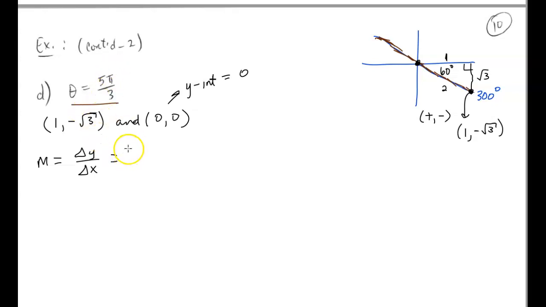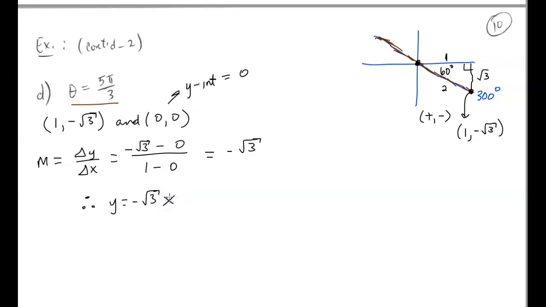And of course, the change in y values is going to be negative square root of 3. Let's try to write that a little better. So change in y, negative square root of 3 to 0, over change in x, which is 1 to 0, which is simply just square root of 3. So our answer in terms of rectangular coordinates will just be y is equal to negative square root of 3 x.